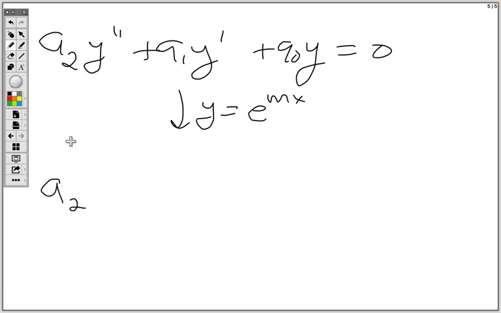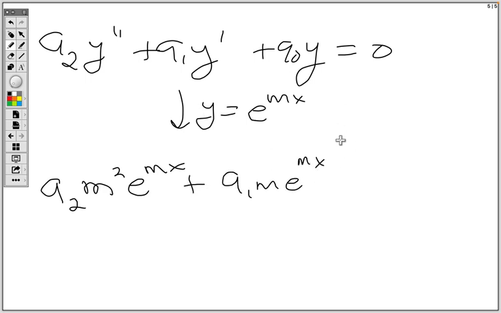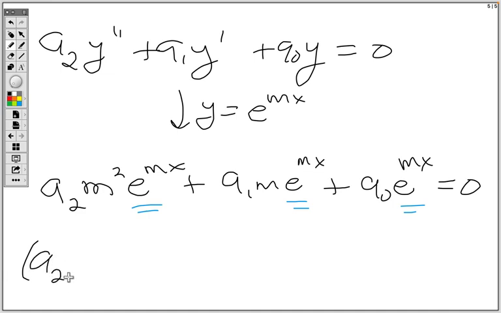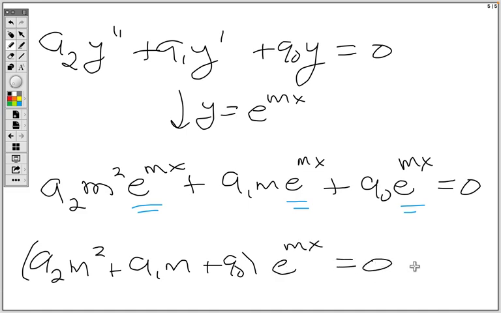And so we would get a2 y double prime. You've taken the derivative twice, so there's 2 factors of m, plus a1 m e to the mx plus a naught e to the mx is 0. And now if you notice, I've got a common factor of e to the mx I can factor out. So I'd have an a2 m squared plus a1 m plus a naught, times e to the mx, equals 0.